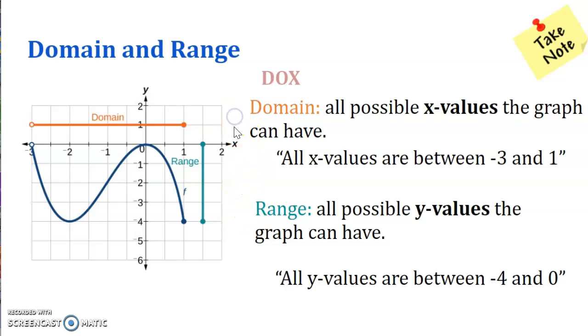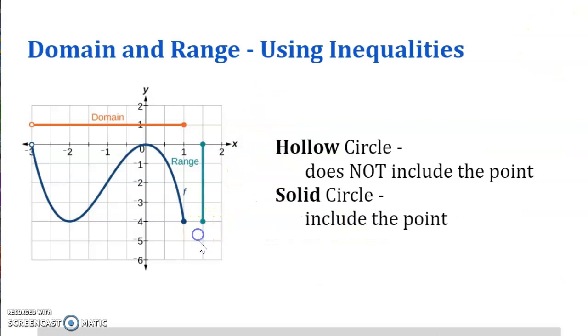I know a lot of you get confused with domain and range. How do I remember that? I try to remember "DOX and RAY." My friend, DOX and RAY. DOX stands for domain, which is all possible x values. RAY is all possible y values. So range is all possible y values. If I just remember DOX and RAY, it's much easier.